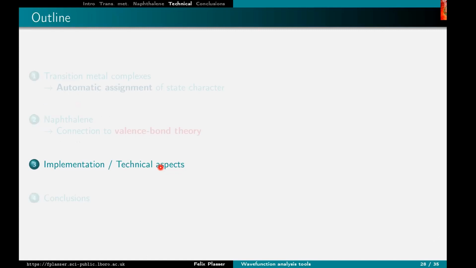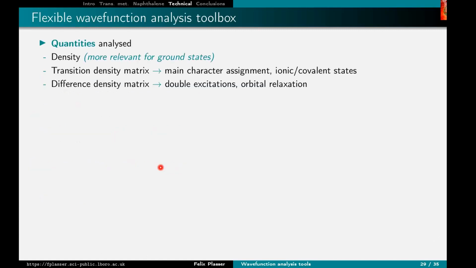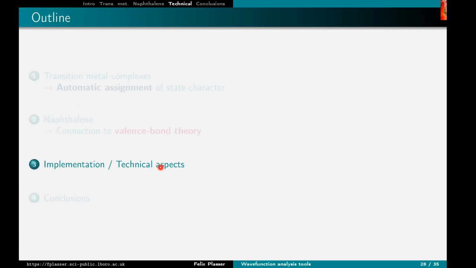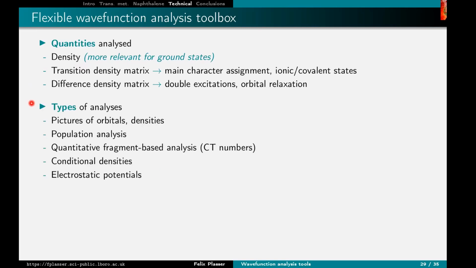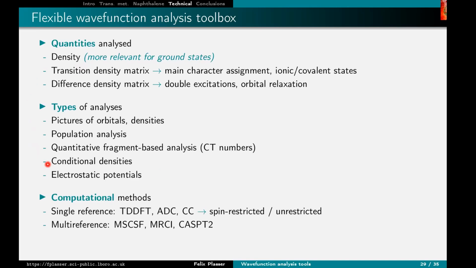All righty, then just to talk a few minutes about the implementation. So we want to have a flexible wave function analysis toolbox where we can have different quantities, as I said, the transition densities, but also difference densities. Then we want to analyze different things. So it's just pictures, population analysis, fragment-based analysis, and then these more sophisticated things I talked about. And we want to support many different types of computational methods.